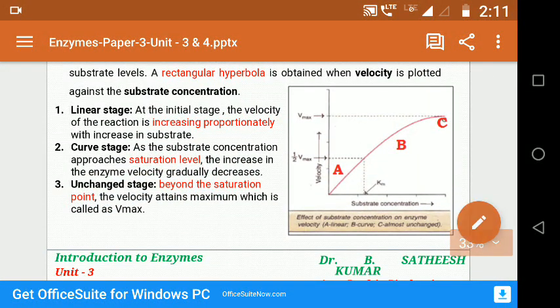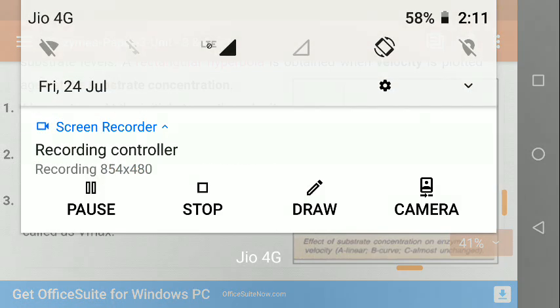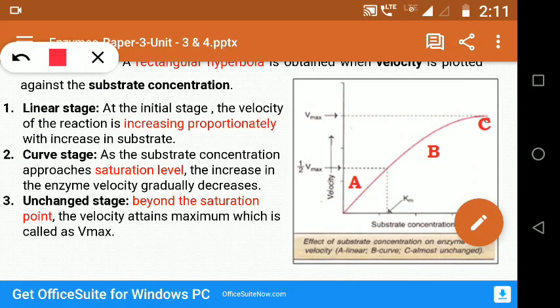In this curve, we will see three different regions. The first one is the linear stage, that is A, this region. What happens in this region? If we increase the substrate concentration, the product concentration also increases, so the enzyme activity also increases, because this is below the saturation level.